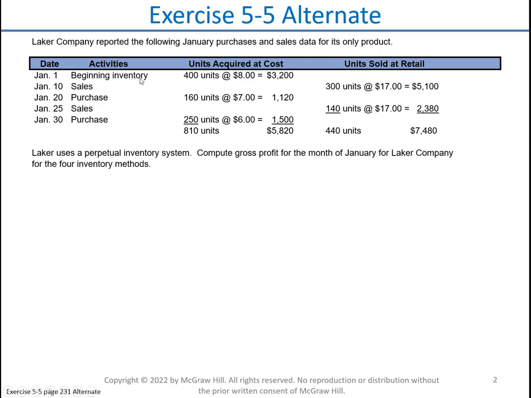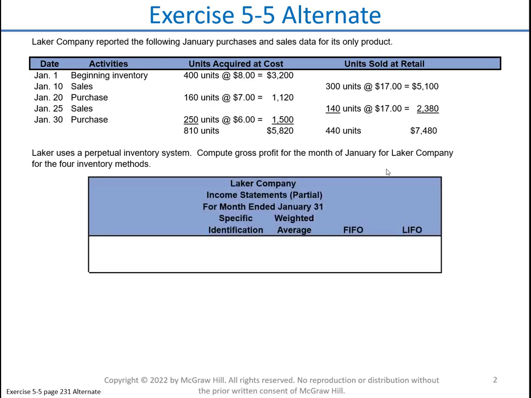So we have beginning inventory, 2 sales and 2 purchases. We're using the perpetual inventory system, and we're going to compute the gross profit under 4 inventory methods. So we'll have to go through all 4 methods to see what our gross profit will be.